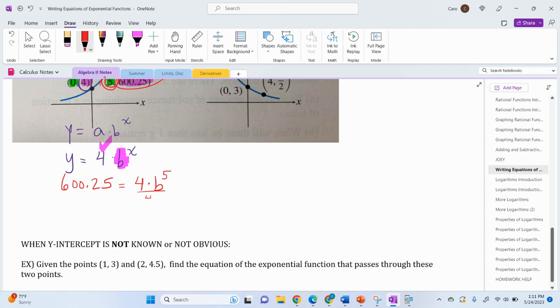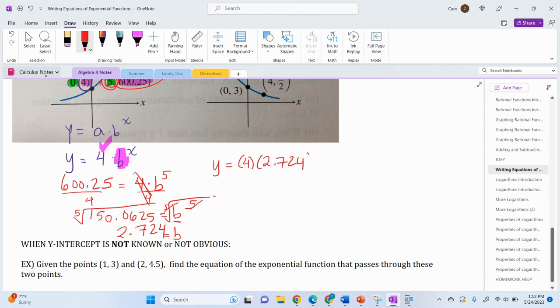I'm looking for b, so I'm going to divide each side by 4. 600.25 divided by 4 is, I already did that out, 150.0625. And then I have b to the 5th. Okay, in this case, I'm looking for my base. My exponent is a number. So in order to undo to the 5th power, we did this a month ago, you're going to do the 5th root. The 5th root of something to the 5th power cancels. Okay, and the 5th root of 150.06 is 2.724. So that means my final equation is y equals a times b to the x power.